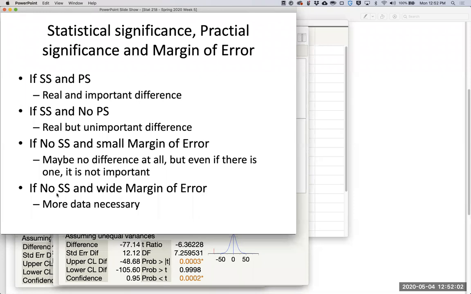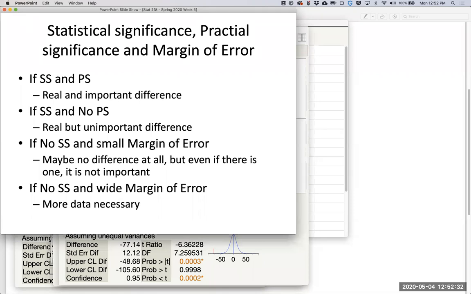The fourth case is no statistical significance, but a wide margin of error. Think this: I can't tell you that the two populations even have a different mean. But if the margin of error is plus or minus huge, any of the values inside the margin of error are possible or plausible for a difference of the two population means.